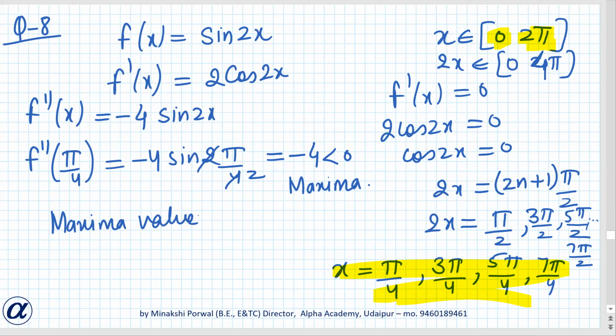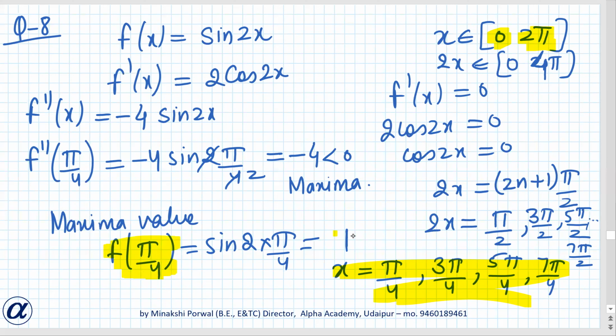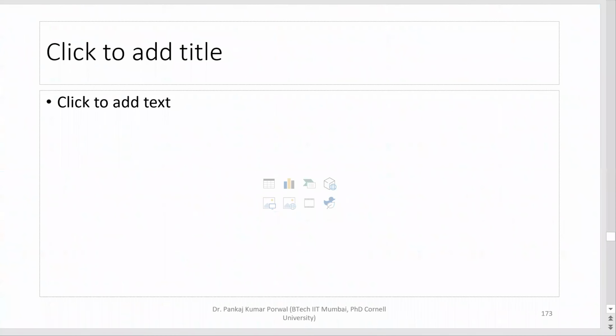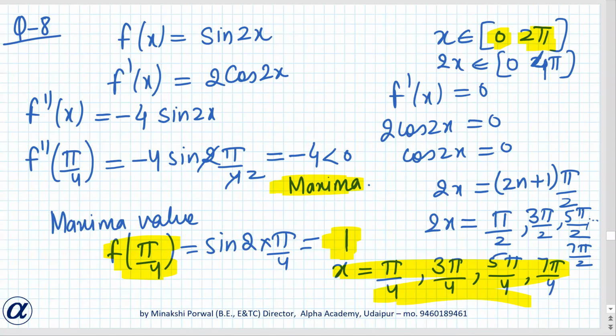So at x equals pi by 4, maxima occurs, and the maximum value will be f of pi by 4, that is sine of 2 into pi by 4. So sine pi by 2 is 1. So f of pi by 4 is 1 and it is maxima. Are you getting what I am doing? Yes, ma'am. Okay. Then at each of these values we have to check.